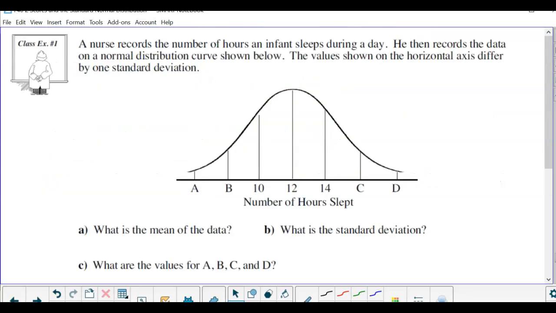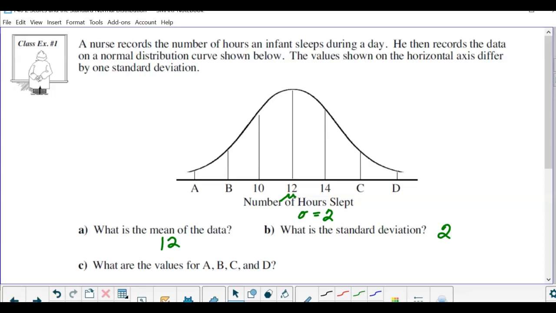Okay, so first example, a nurse reports the number of hours an infant sleeps during the day. She then reports the data on the normal distribution curve, shown below. The values shown on the horizontal axis differ by 1 standard deviation. So the data values are shown. They differ by 2. So that means this is your mean, right in the middle. This means the difference between those two is the standard deviation. So your standard deviation would be 2, 14 minus 12. So the mean is 12. Standard deviation is 2. What are the values for A, B, C, and D?